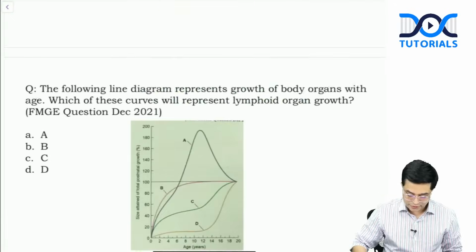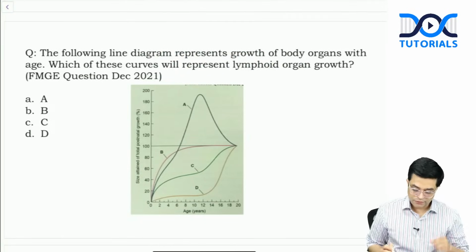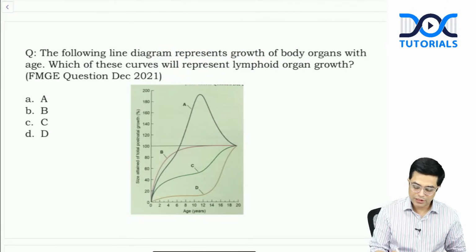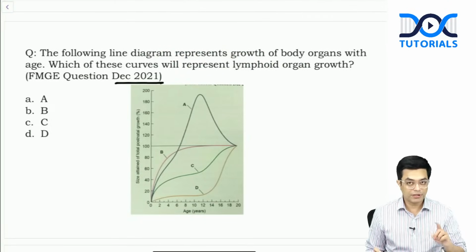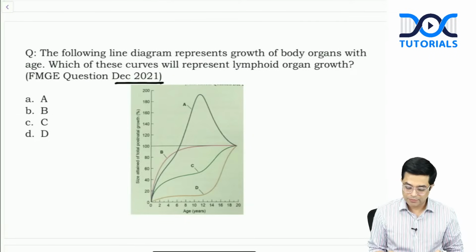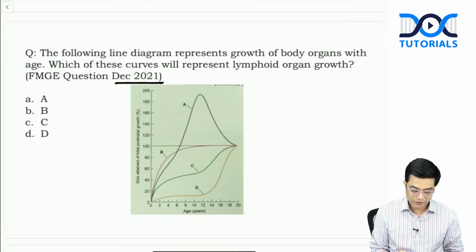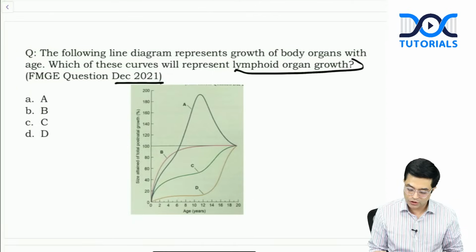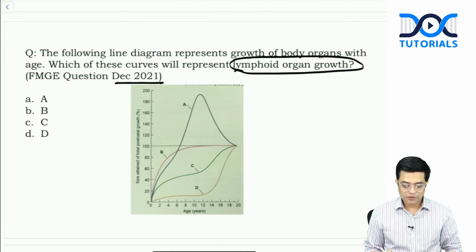So let me start with question number 1. The question was asked in FMGE December 2021, so it was asked in the December exam. The following line diagram represents growth of body organs with age. Which of these curves will represent the lymphoid organ growth? Now 4 types of curves are shown here.